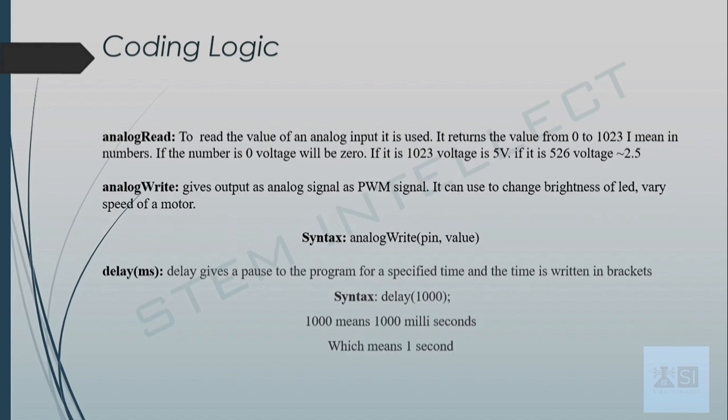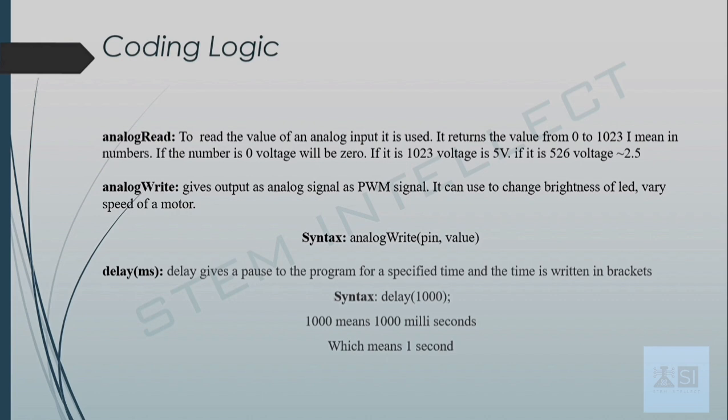Next is analog read. So to read the value of an analog input, it is used. So it returns the value from 0 to 1023, I mean in numbers. Okay, if the number is 0, the voltage will be 0. If it is 1023, the voltage is 5 volt. So if it is 526, the voltage will be around 2.5 volts.